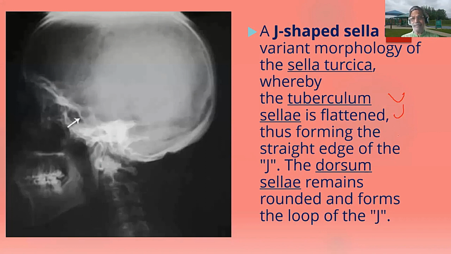J-shaped sella can occur. That's one of the problems you can see. Sometimes the dorsum sellae remains rounded and forms the loop of the J. J-shaped sella is a variant.